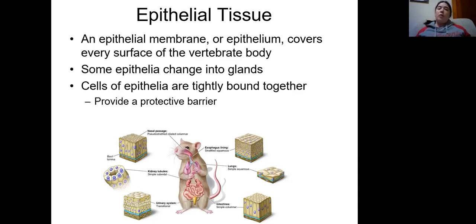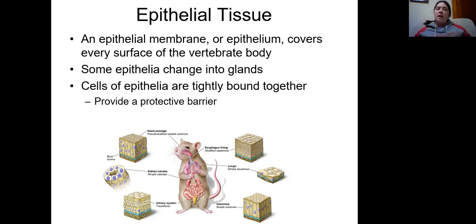Epithelial tissue can also form glands. So we're going to talk more about glands when we talk about the endocrine system. So you don't have to worry too much about that now, but just be aware that you do have epithelial tissue there as well. Cells from the epithelial tissue tend to be very tightly bound together because they are forming this protective layer between the body and the outside world.